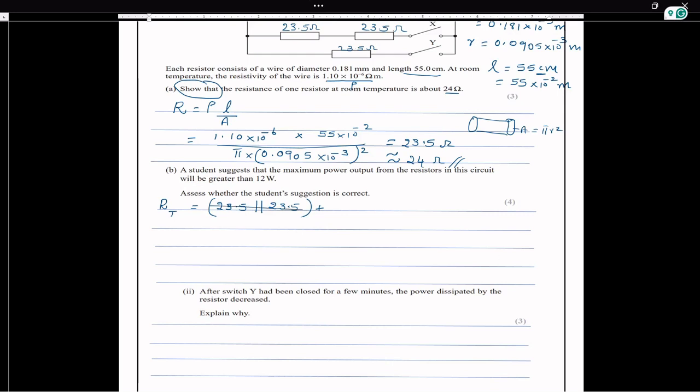So actually we have the series combination of 23.5, so we are adding 23.5 plus 23.5. Then parallel to that we have another 23.5.